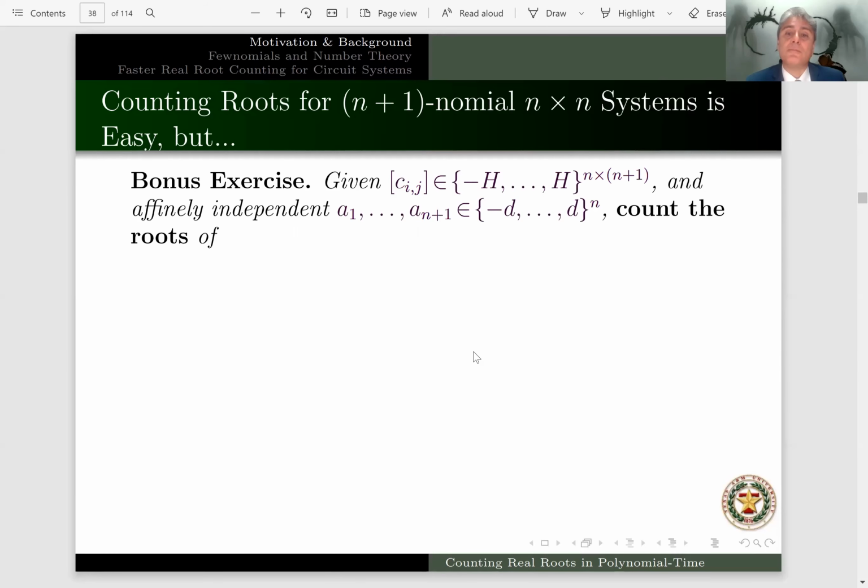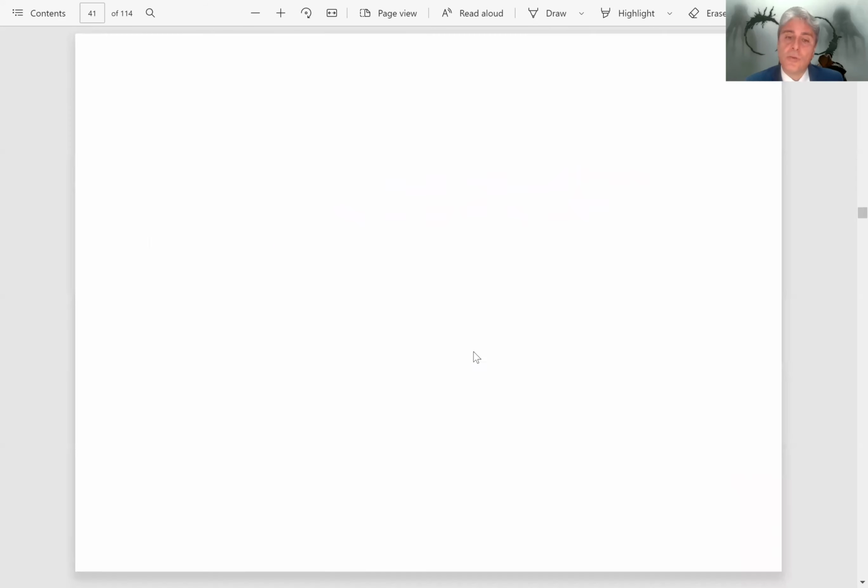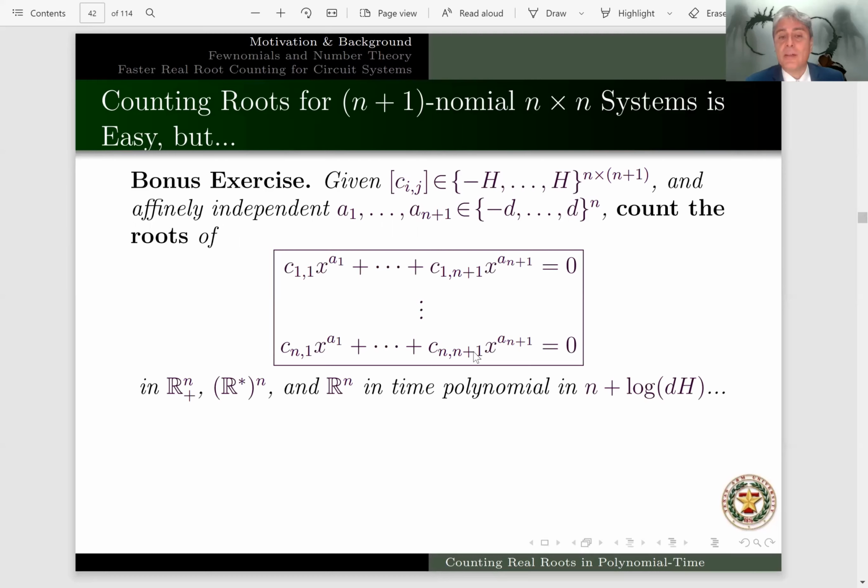So if you have such a collection of parameters, to count the roots of this system, so there you see it's n equations and unknowns, n plus 1 distinct exponent vectors. Try counting the roots in the positive quadrant, or let's say the real algebraic torus, or in R^n. It turns out you can do it in time polynomial in n plus log dh. So polynomial time in a rather strong sense. This is basically polynomial in input size. You can do it, and this is a nice exercise to work out.